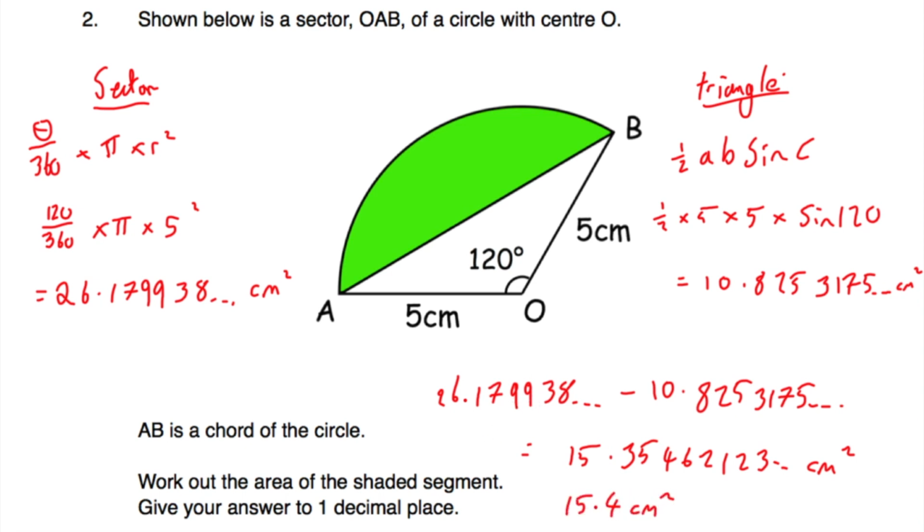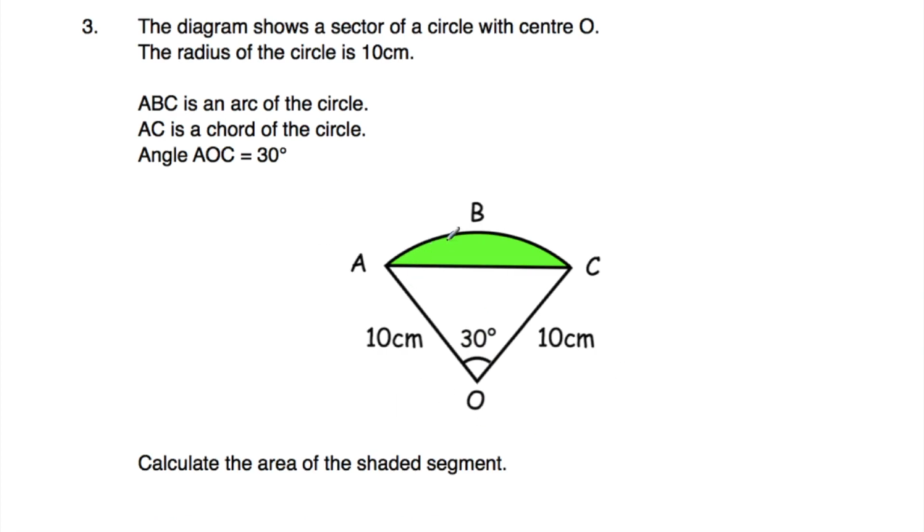Okay, let's have a look at question number 3. So question number 3 says we've got a sector of a circle and the radius of the circle is 10 centimeters. We're told that ABC is the arc of the circle and AC is the chord, so this is a segment in green. And we're told the angle AOC is 30 degrees and to calculate the area of the shaded segment. So we need to find the area of this green region.